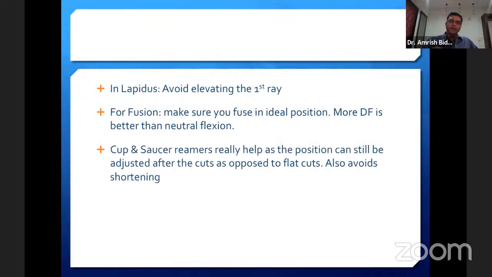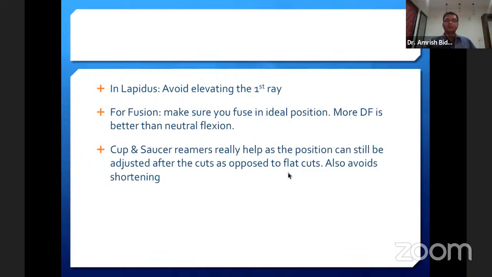Now this is very helpful. Whenever you're doing a fusion, you need those raw surfaces. Traditionally, we used to do flat cuts on the head of the first metatarsal and on the base of the proximal phalanx, and then you join them.